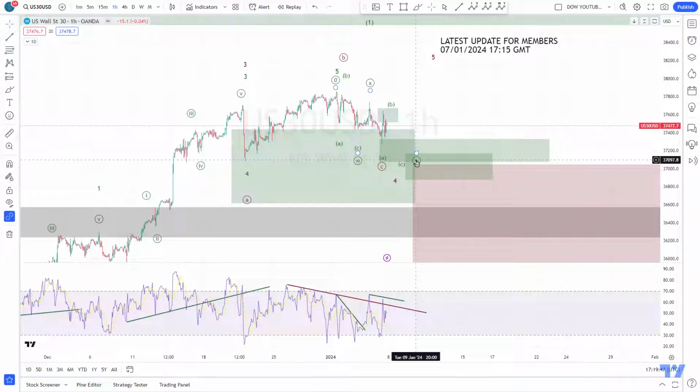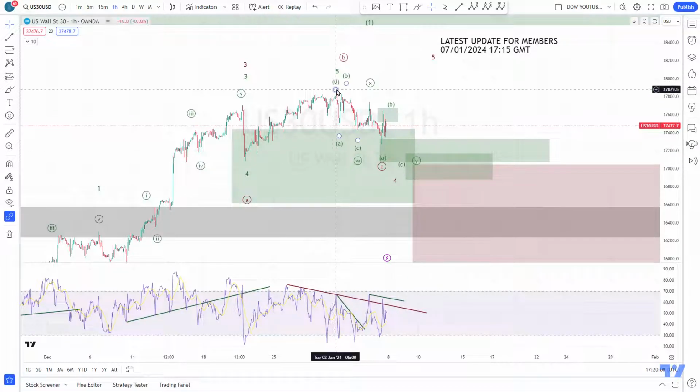And then we still have to see, could be finished here after the WXY structure, but at the same time, this can only be the first leg of a bigger WXY structure, and then we get something like this: 1, 2, 3. With this 1, 2, 3, the first leg of the bigger correction.